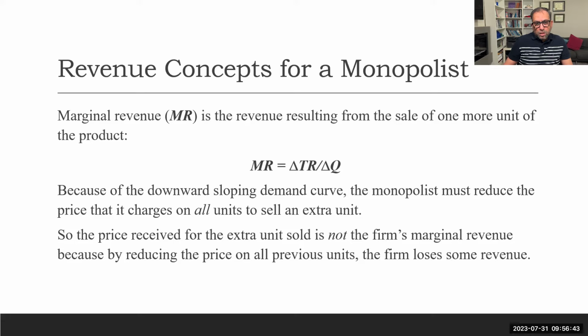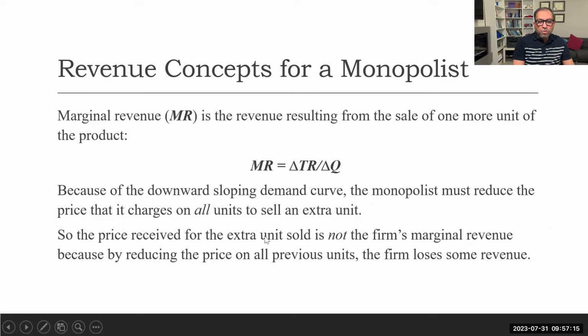However, when we look at the marginal revenue of a single price monopolist, it's different. Marginal revenue is the change in total revenue divided by the change in quantity. When we want to sell one more unit, we have to reduce the price. So marginal revenue results from the sale of one more unit of the product. Because of the downward sloping demand curve, the monopolist must reduce the price it charges on all units to sell an extra unit.